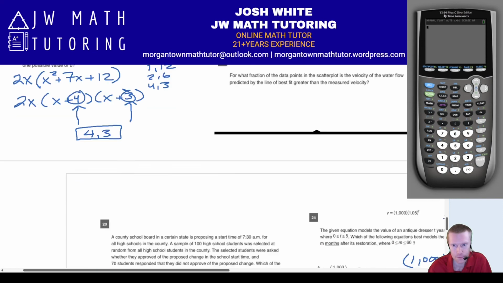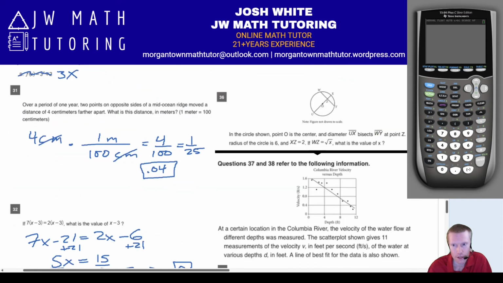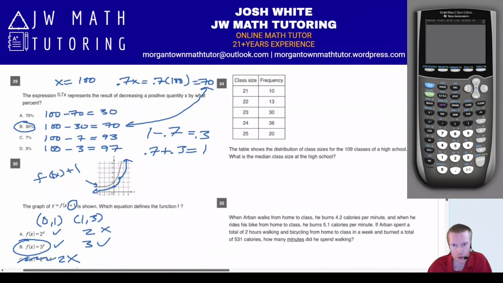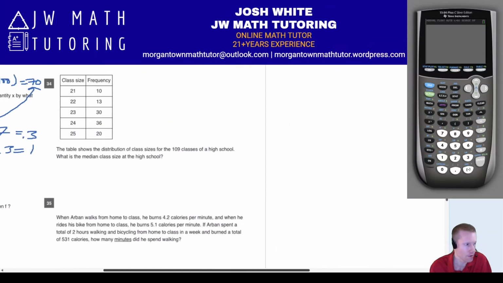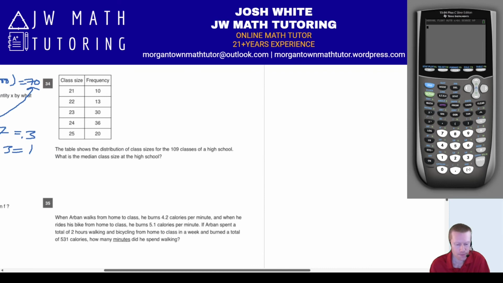Now, jumping to the top of the next page. Next problem, we have number 34. Here we have a frequency table, and there are 109 total entries in this frequency table, and we know that because they tell us right here in the problem. And basically they're just asking for the median.